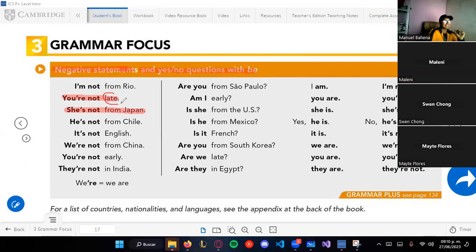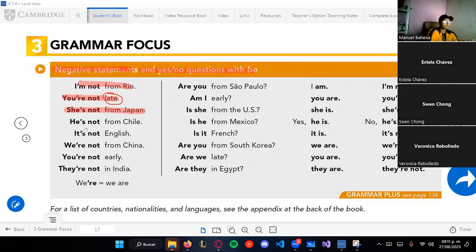¿Qué creen que significa esta de late? Tarde. Entonces, ¿qué significaría en español? ¿Cómo la traduciría? Tú no estás tarde, tú no estás retrasada, exacto. No llegaste tarde. You're not late, estás a tiempo. Y la anterior a esa, I'm not from Rio. Yo no soy de Río. Exactly. Number four. He's not from Chile.